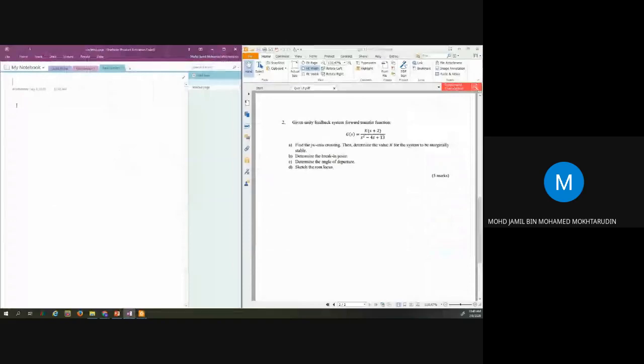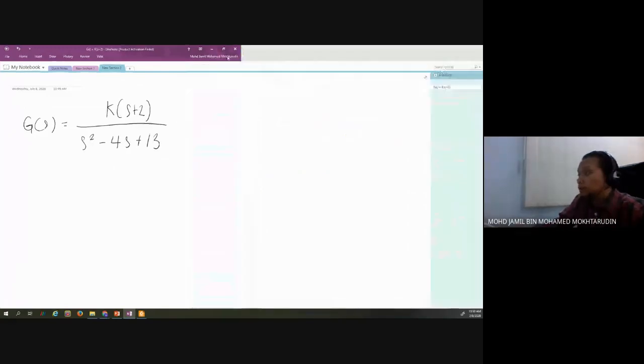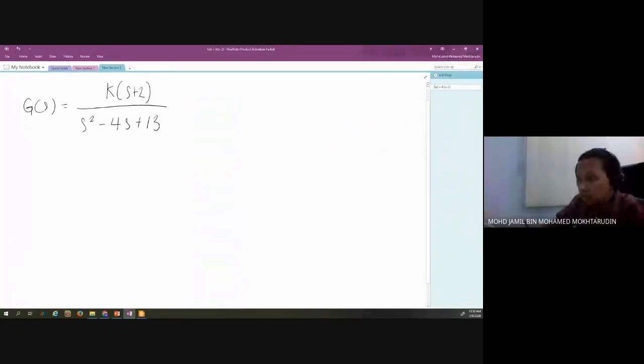Okay, so the transfer function is given as G(S) equals K(S plus 2) divided by S square minus 4S plus 13. Okay, so first rule, you need to find the poles and zeros. So poles is at S square minus 4S plus 13 equals 0.